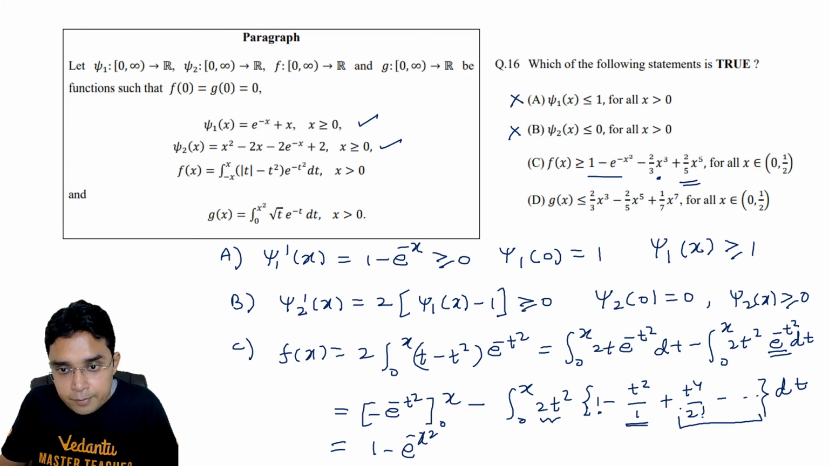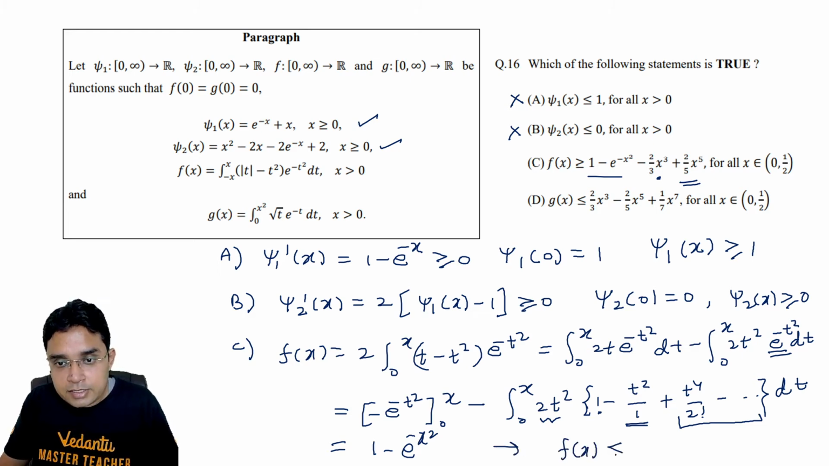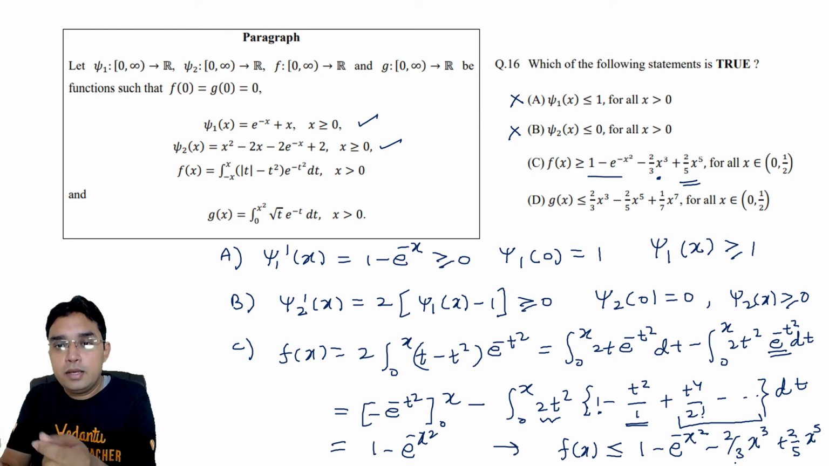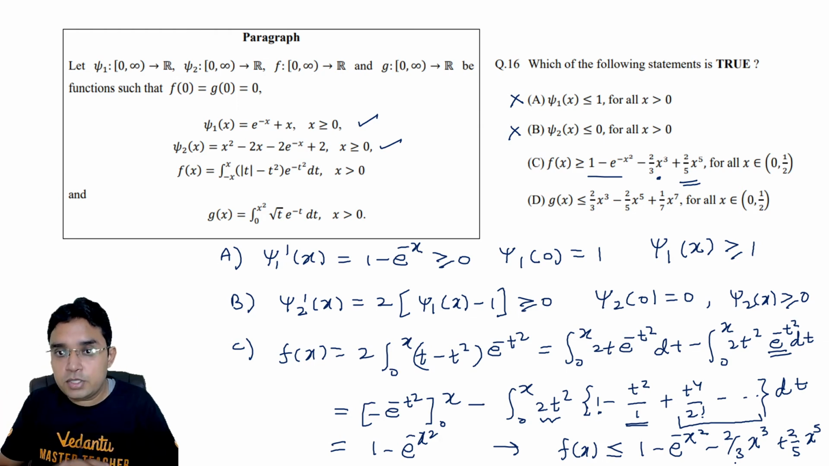And ignoring them, please understand, there is a minus sign. So if we are ignoring them, this would have been f(x) less than or equal to 1 minus e power minus x square minus 2 upon 3 x cube plus 2 upon 5 x power 5. Because all those terms will be subtracting from this, the value of f(x) will actually be lesser than what is given in the C option. So the C option also seems to be wrong only.